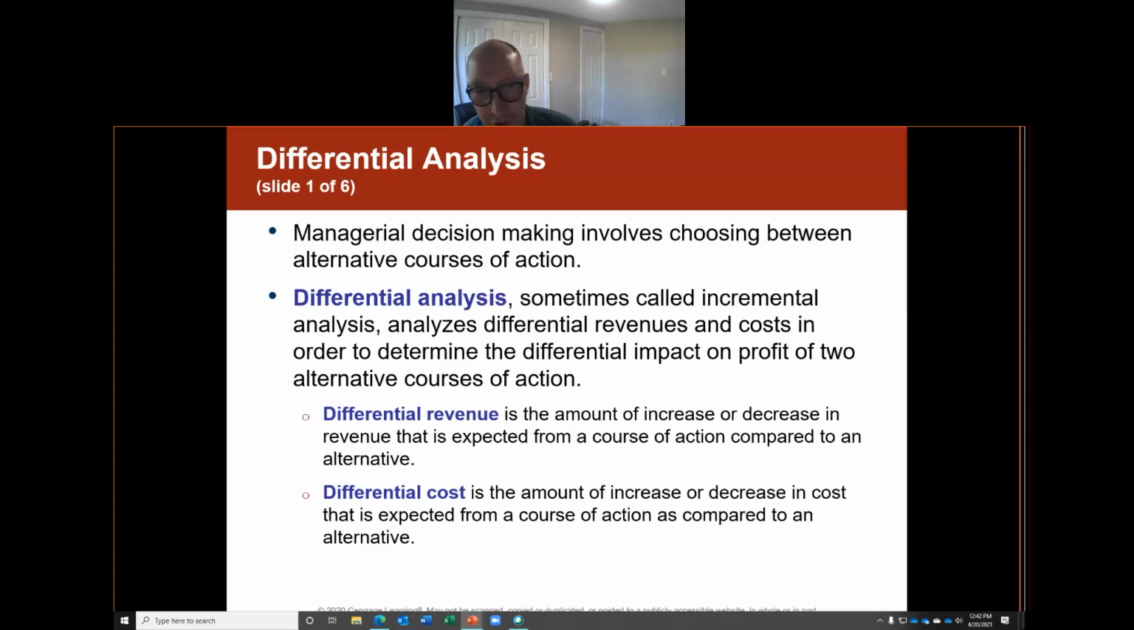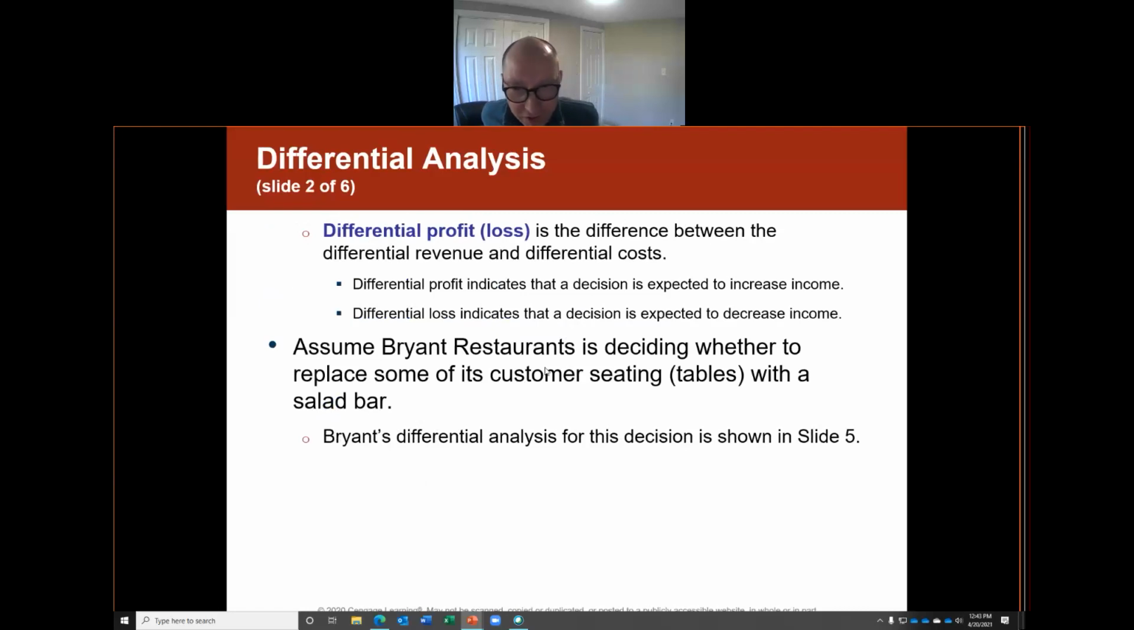Sometimes we call differential analysis incremental analysis. It basically says we look at the impact on two potential decisions. And in doing so, we're looking at the difference between revenues and expenses. When we look at differential revenues, we're looking at the increase or decrease in revenue based off of each decision. And we're looking at the difference in cost, differential cost, the increase or decrease in cost based off of each decision. So we run out these decisions.